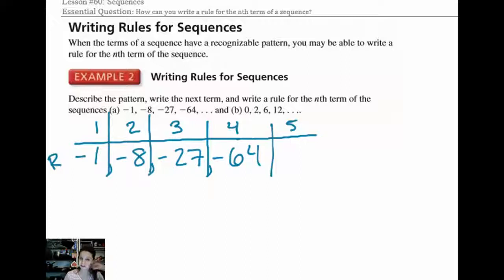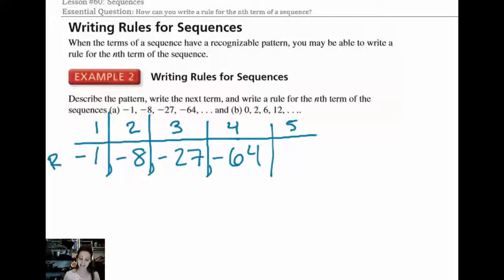Now, don't stress out if you don't see that. It is very unlikely that on a Regents exam you'll have to write a rule based on a sequence. It's going to be more like the try. Well, they'll give you the first terms of a sequence and you'll have to identify the rule from 4 provided rules. Okay, but in this example we're supposed to create a rule.